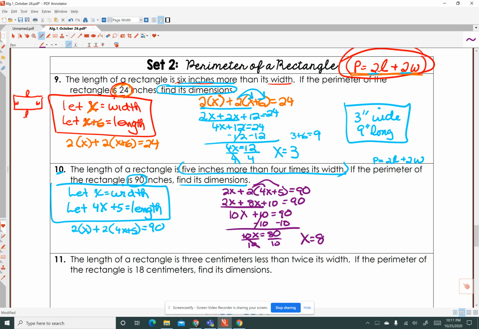So the width is 8, and these are inches, and the length is, we have to plug that into here. Plug that 8. 4 times 8 is 32, and 5 more is 37. So that's 37 inches.